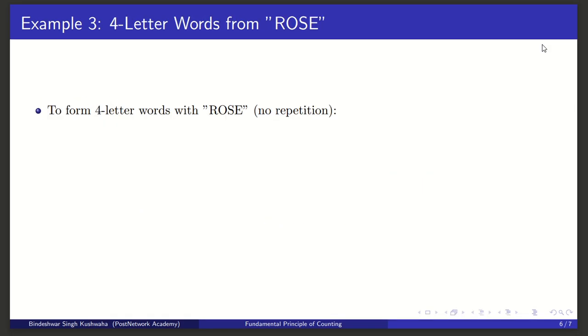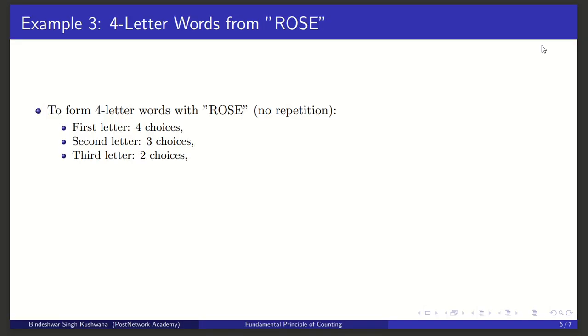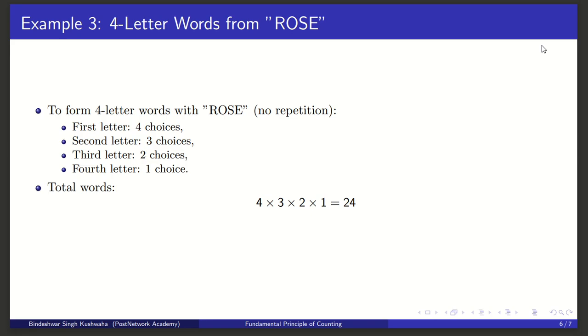Now let us see forming letter words from ROSC. To form 4 letter words with these letters, with no repetition: the first letter has 4 choices, so the first position is filled. The second letter has 3 choices, third 2 choices, fourth 1 choice. So total words are 4 into 3 into 2 into 1. There are 24 words you can make using these letters.